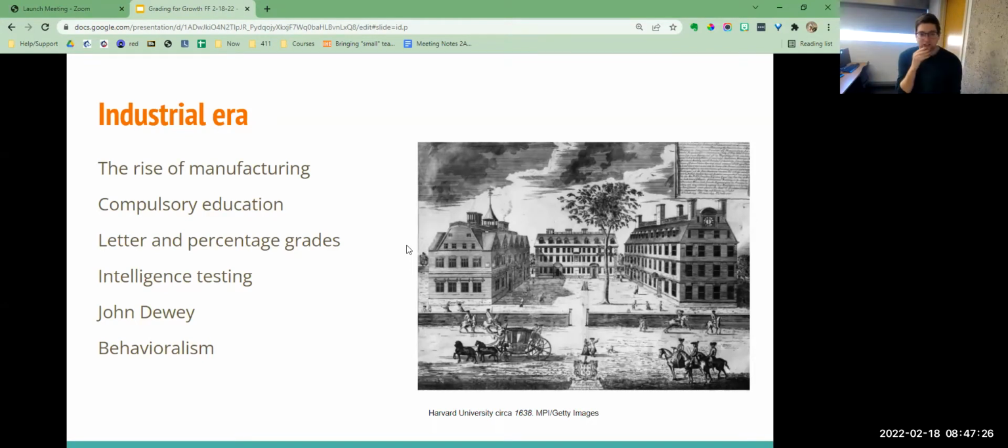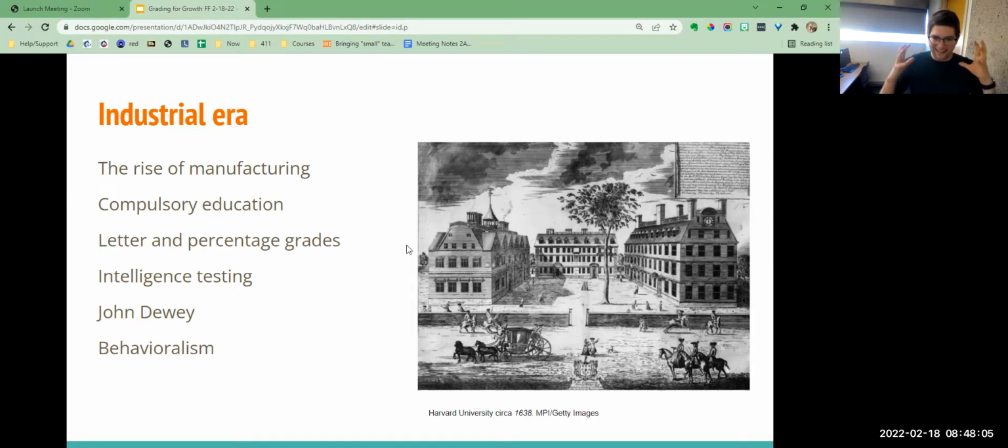Anyway, the industrial era, this all stems from the rise of manufacturing. In 1870, there were only 500 high schools in the country, and by 1910, there were 10,000 high schools in the country. So the rise of manufacturing led to the rise of compulsory education, and an increase in schooling for the sake of getting people into these factories. That was the underlying goal. The schooling was to make sure that the students had the education they needed to succeed in the factory setting, and to train people to work in a factory setting.